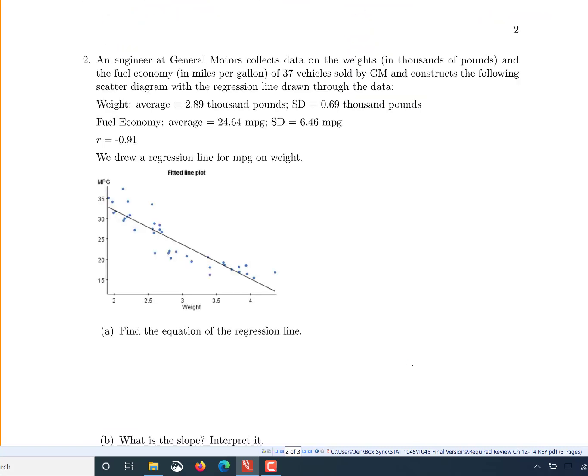Next, number 2, an engineer at General Motors collects data on the weights in thousands of pounds and the fuel economy of some vehicles and does the scatter plot. And we drew a regression line for miles per gallon on weight. So that means we want to use weight to predict our miles per gallon. So first, let's find the equation of the regression line. So I'm going to start up here. Slope is equal to r times the standard deviation of y over standard deviation of x.